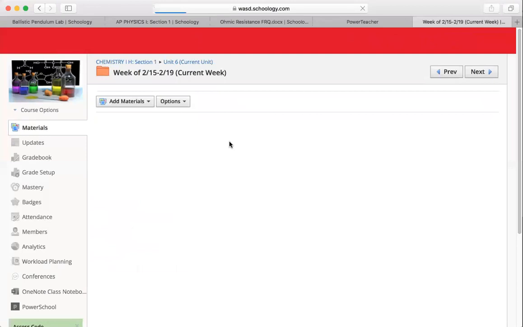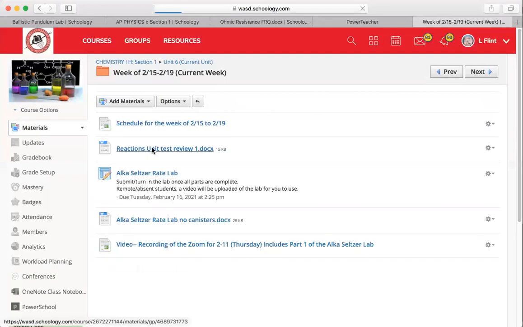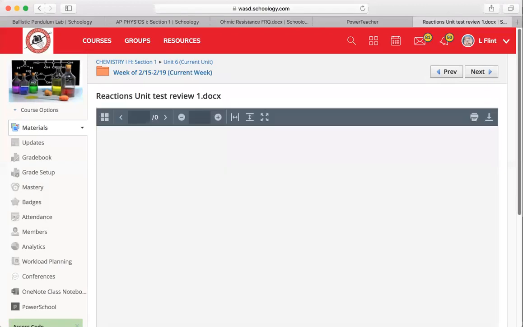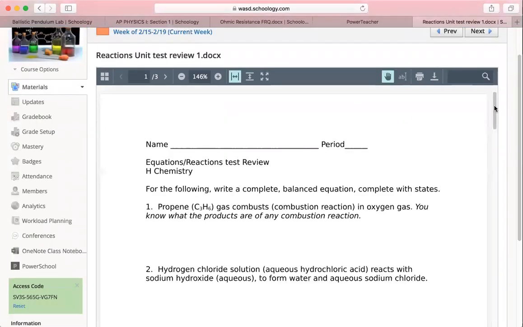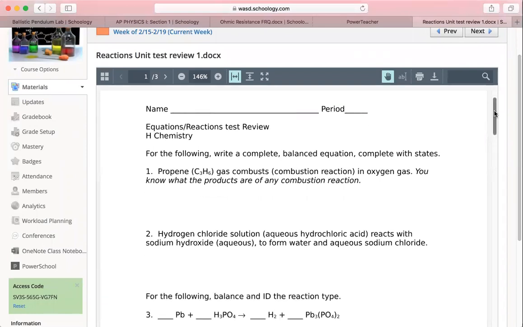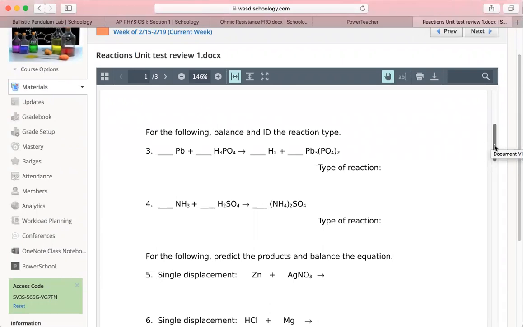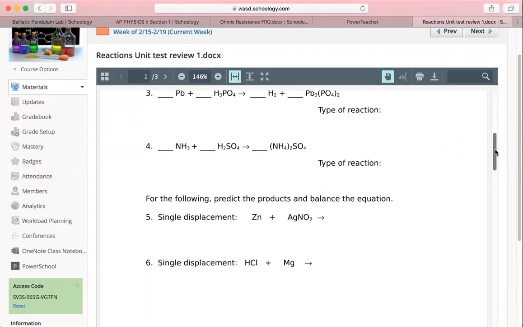That's what stoichiometry is all about. All right, so in the folder for the week, you'll find this reactions unit test review. If you can print it out, that's okay. Otherwise, you can see the problems and write them out on paper in your notes. Some are writing balanced equations, like propene reacts in a combustion reaction with oxygen. You should know what the products of combustion are. Write the balanced equation. Some just have balancing equations that are given, and describing reaction types.